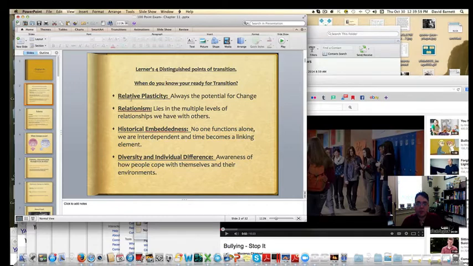The first one is relative plasticity. It's always the potential for change. So your mind starts to think, okay, I can see that happening. I can see myself quit smoking or drinking or whatever.